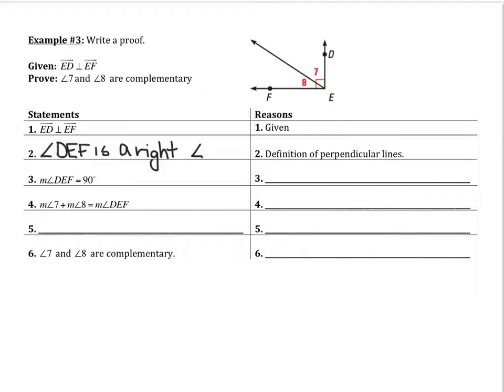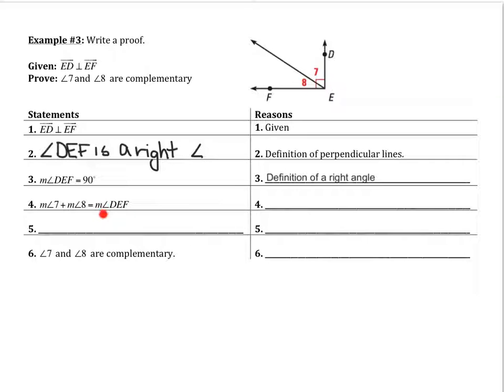Our next statement was that the measure of angle DEF is equal to 90 degrees. I know this because I stated that it was a right angle. Because it was a right angle, I know that it was 90 degrees. So my reason would be the definition of a right angle. A definition of a right angle was the reason I knew that the measure of angle DEF was 90 degrees because, just in the step before it, I stated that DEF is a right angle.